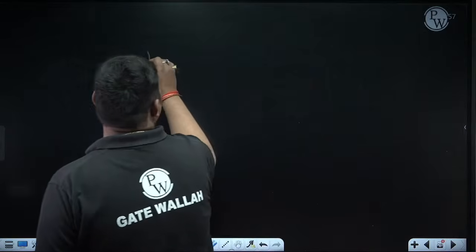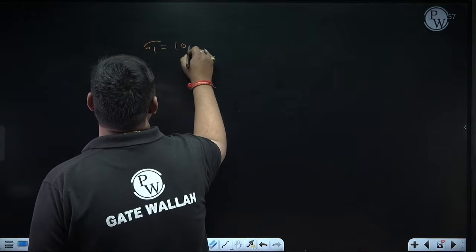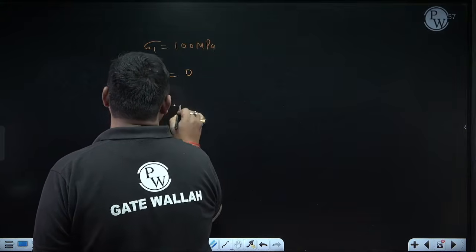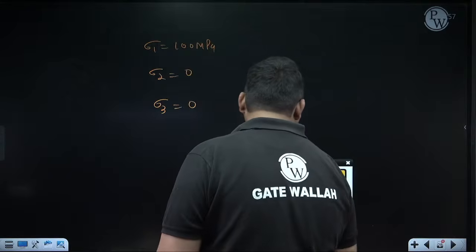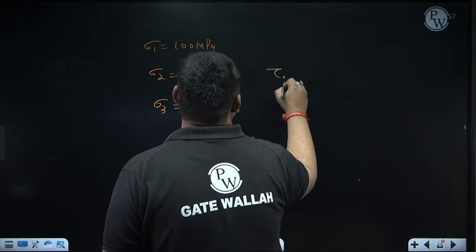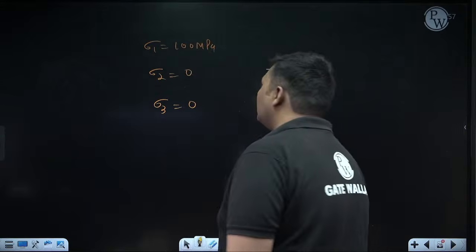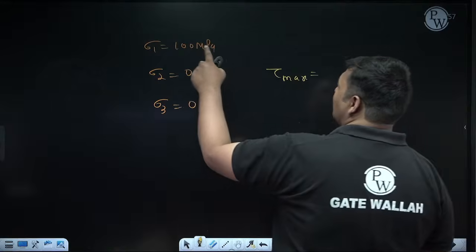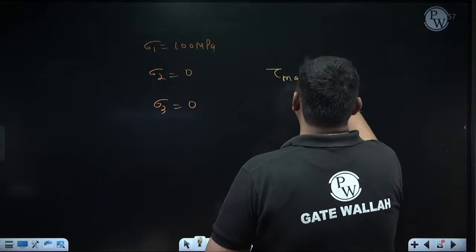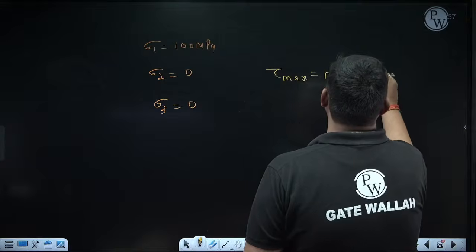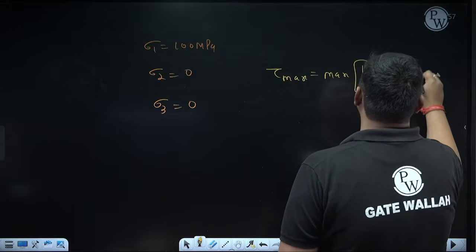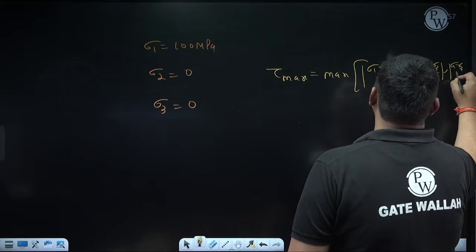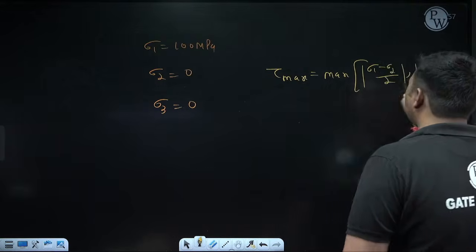So here the value of sigma 1 is 100 megapascal. The value of sigma 2 is 0, automatically it is coming, and sigma 3 is also 0. And since the examiner is asking as per Tresca's theory, we will calculate the overall maximum shear stress. Now for overall maximum shear stress, what is the method? Calculate the maximum magnitude out of mod of sigma 1 minus sigma 2 divided by 2, mod of sigma 2 minus sigma 3 divided by 2, and mod of sigma 1 minus sigma 3 divided by 2. Now calculate all these three magnitudes and see which is more.